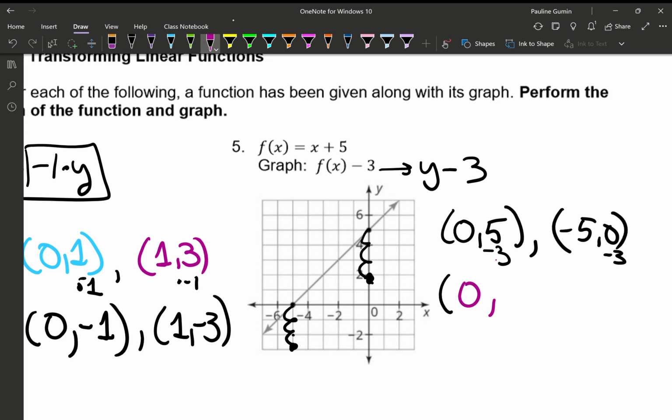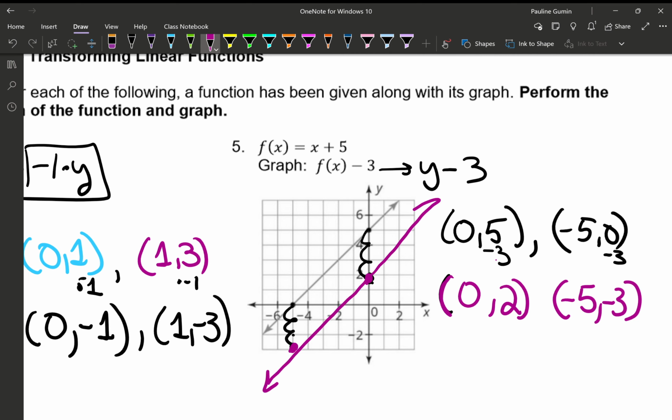0 stays, 5 minus 3 is 2. -5 stays, 0 minus 3 is -3. So 0, 2, -5, -3. Still ended up in the same spot. So when we're moving up and down, we don't necessarily need to write down the original points. It's a good habit, but you don't need to.